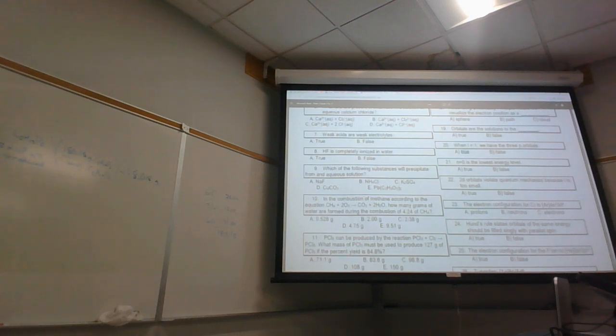So 23 is supposed to be true or false. Is that true or false? It's false. What is the correct electron configuration for chromium? Argon 4s1 3d5. Yeah, argon 4s1 3d5 is correct. That's good.